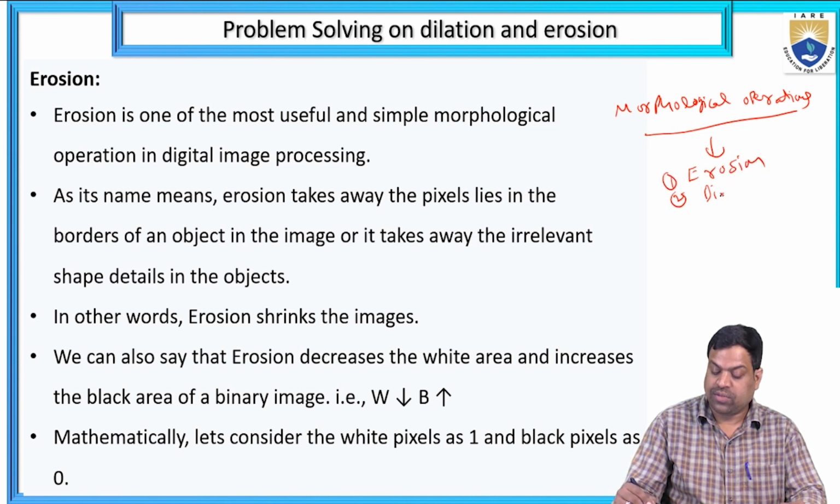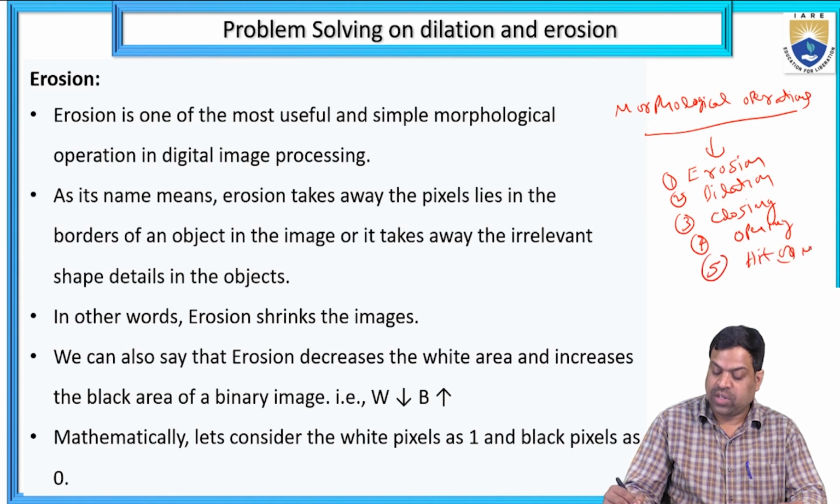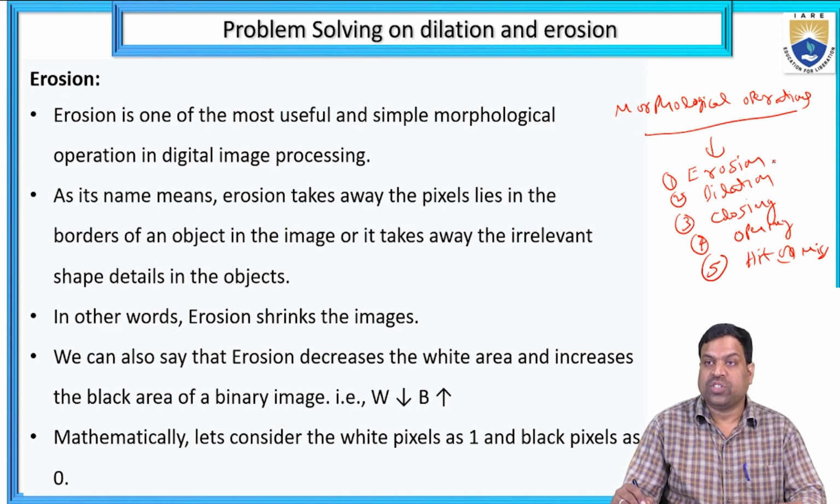Erosion, dilation, closing, opening, hit or miss. So the morphological operations are erosion, dilation, closing, opening, hit or miss transform. In this morphological operation, the first one is erosion. So we will discuss today erosion and dilation.